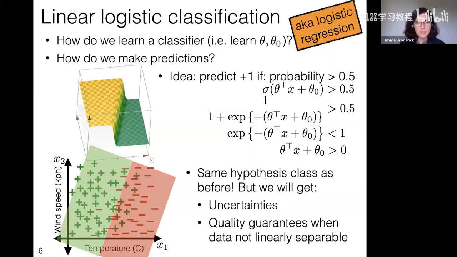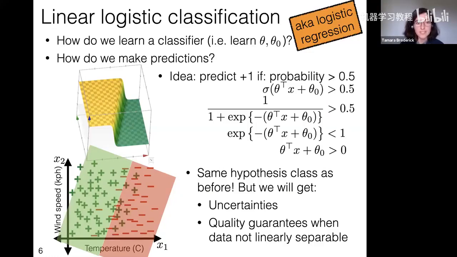But also, just because our hypothesis class is the same doesn't mean that we're learning it in the same way. In fact, we're going to be learning it in a very different way. We're going to be using a totally new learning algorithm that we haven't seen before. And that learning algorithm, unlike our previous ones, is going to have nicer guarantees for when data is not linearly separable. And so we're going to see that going forward.